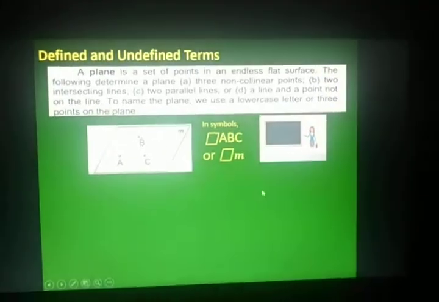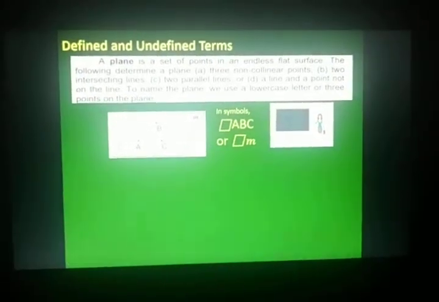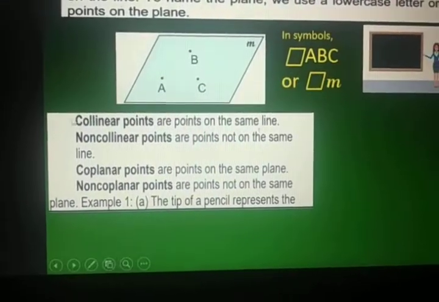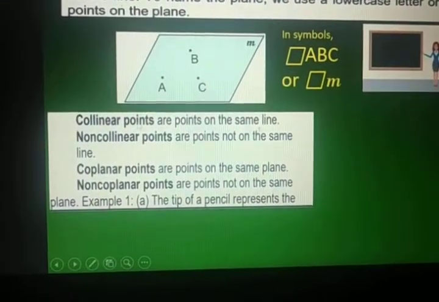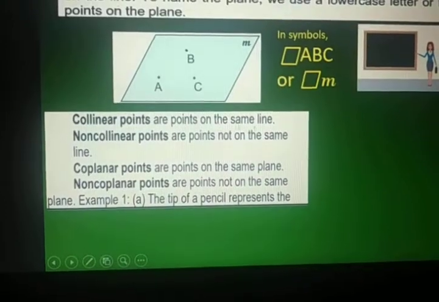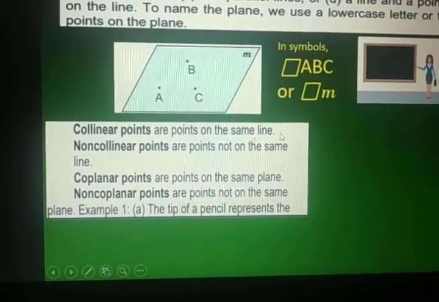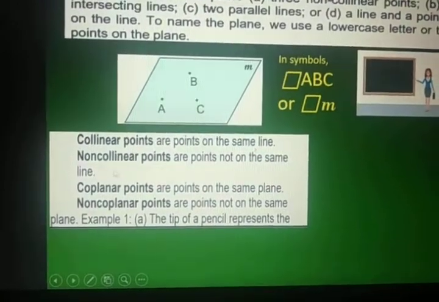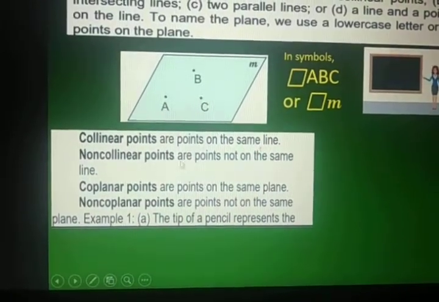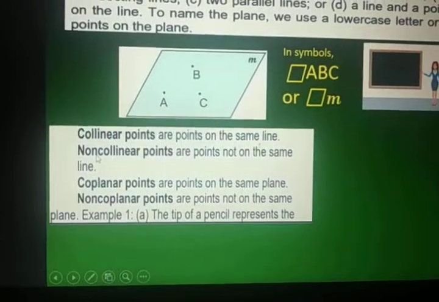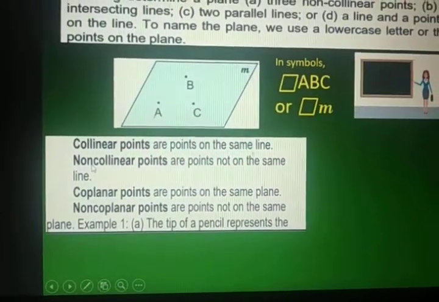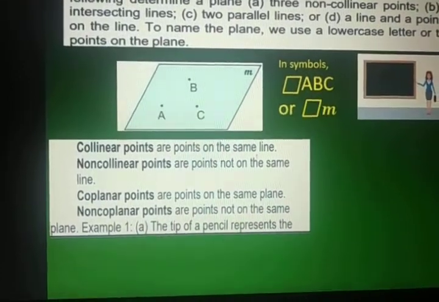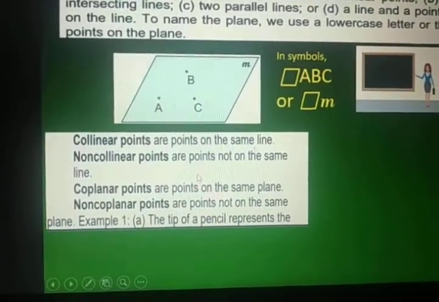Okay, let's continue giving meaning to our terms. Okay, we have here collinear points. Collinear points are points on the same line. These points can be found on the same line. Okay. Another, we have non-collinear points. The non means not in the collinear points. Non-collinear points are points not on the same line. They are points, but they are not on the same line.